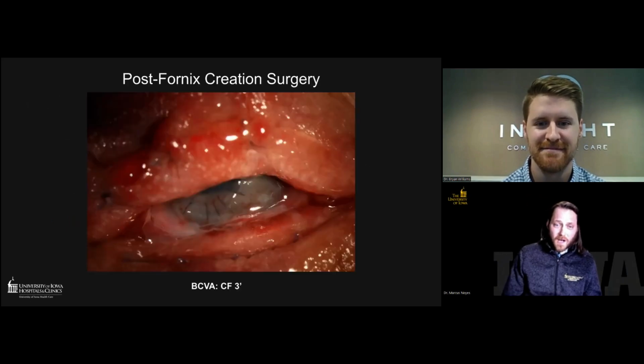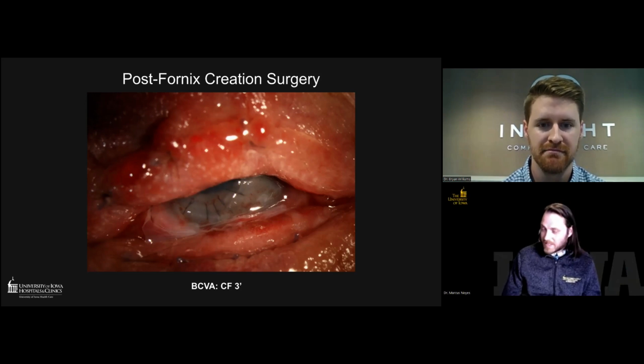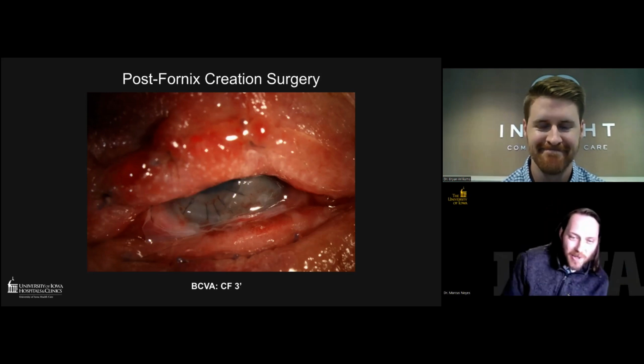So this is what I saw the day after the fornix creation surgery. Turns out the patient had spontaneously perforated his cornea during the fornix creation and had an emergency PK. You can also see some amnion graft sutured into the conjunctiva there. And his visual acuity is now count fingers at 3 feet. So not exactly what I was hoping for on the post-op there.